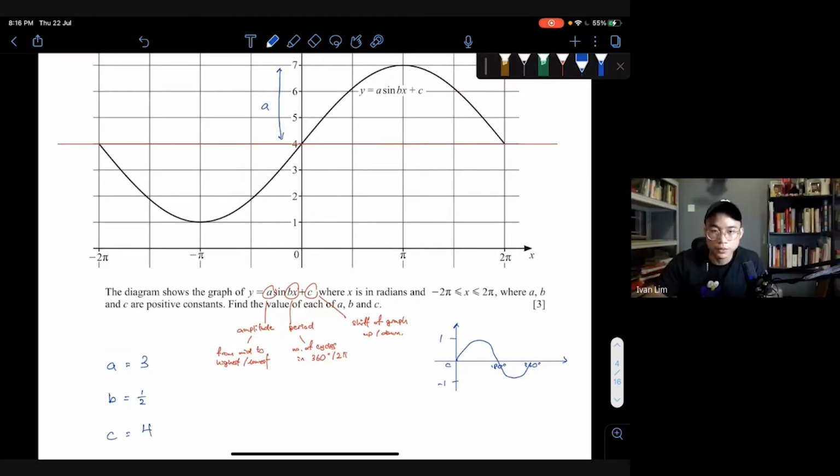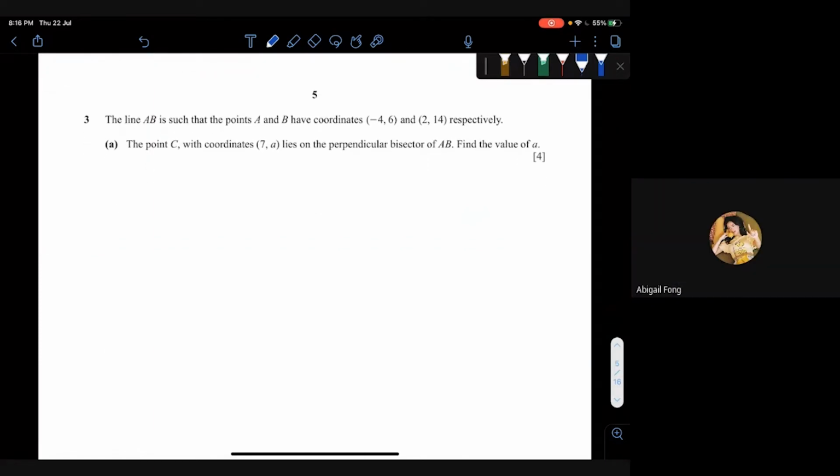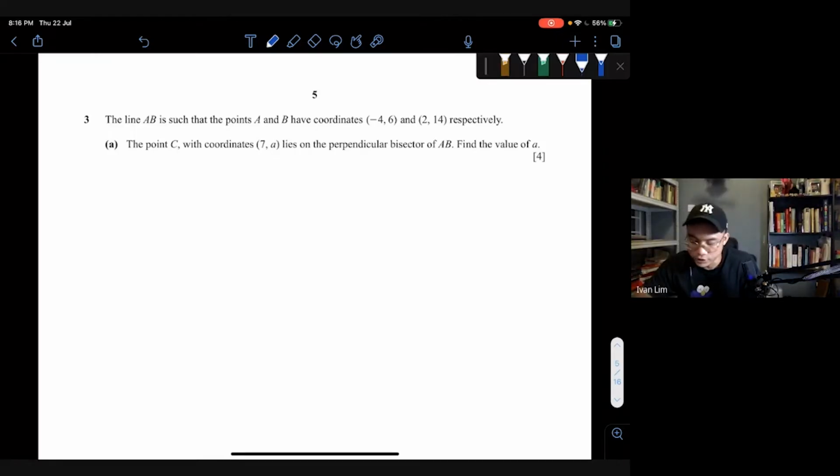No. Okay, let's move on. Question 3. The line AB is such that the points A and B have coordinates (-4, 6) and (2, 14) respectively. The point C with coordinates (7, a) lies on the perpendicular bisector of AB. Find the value of a.